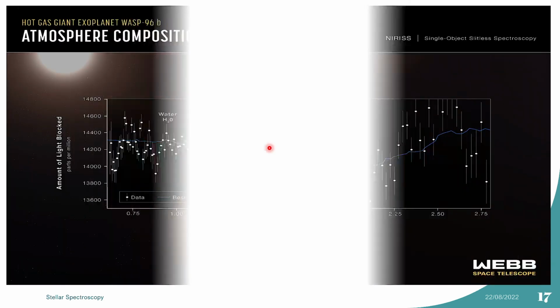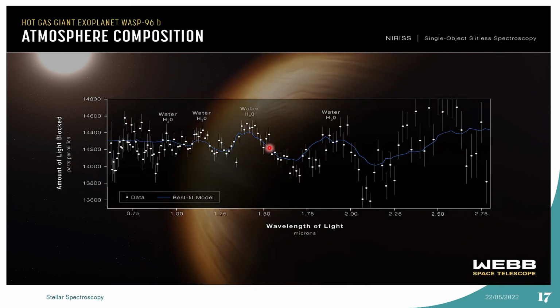Now the next picture you are looking at is the atmospheric composition of a hot gas giant exoplanet called WASP-96b, where you can see the presence of water molecules, which is very exciting news. As you know, water is an essential component of life, so fingers crossed for what we find next.